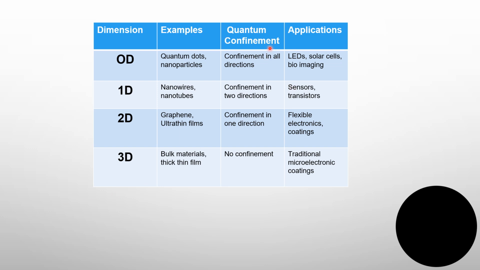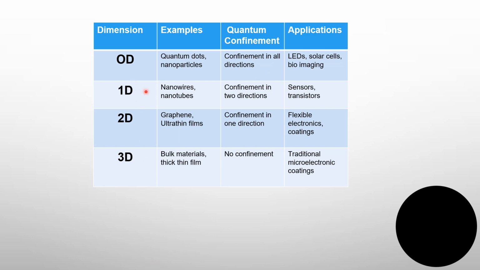In bulk materials, electrons move freely within the conduction band. However, when the material size is reduced, which is the thin film structure, electrons will experience confinement, which means they are in a confined space, which leads to discrete energy levels instead of a continuous band, similar to the energy levels in atoms.